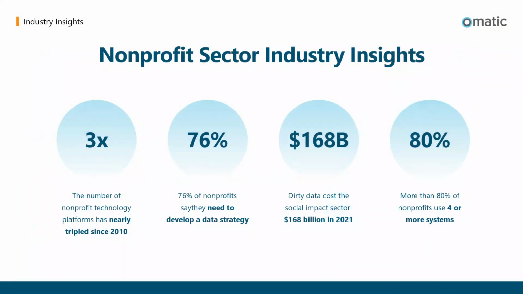Since 2010, the number of nonprofit tech platforms has tripled. 76% of nonprofits don't have a data integration strategy. Since 2021, dirty data has cost the social impact sector around $168 billion. Over 80% of nonprofits use 4 or more systems, with 50% using 5 or more.